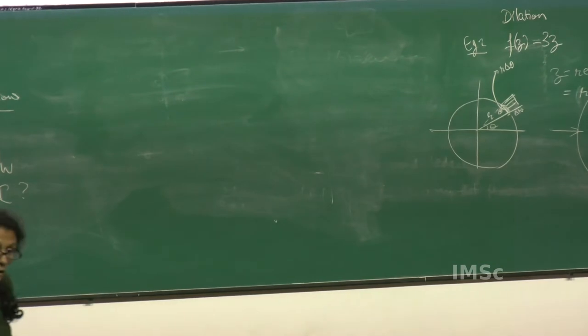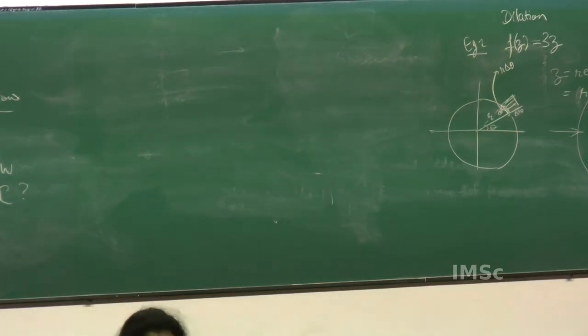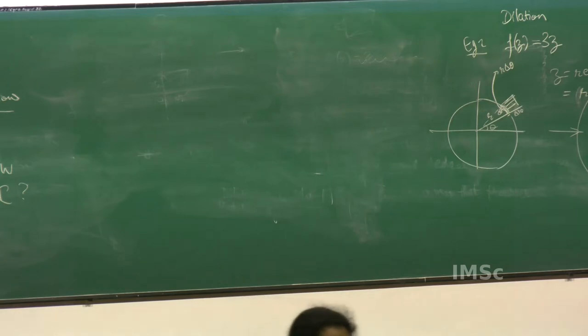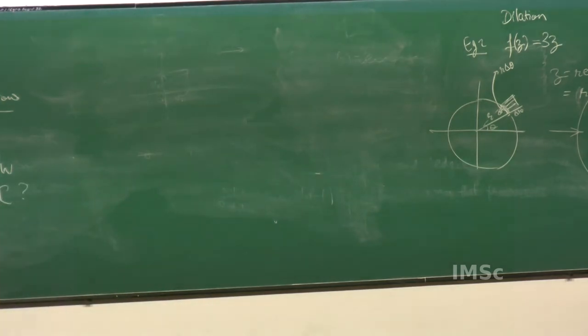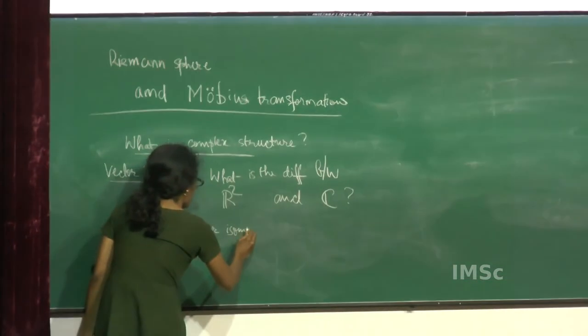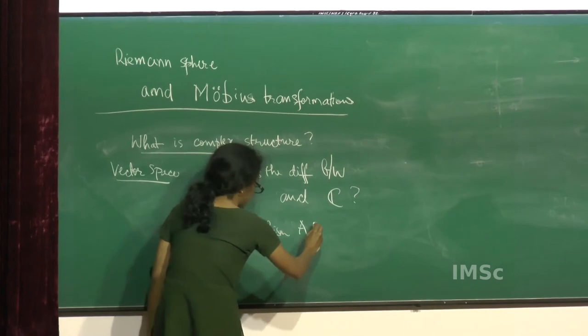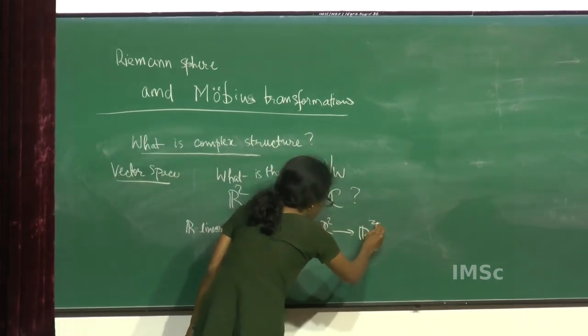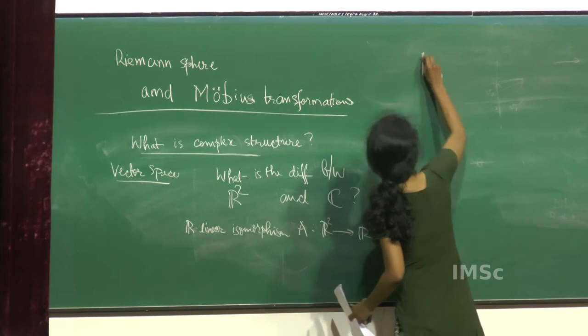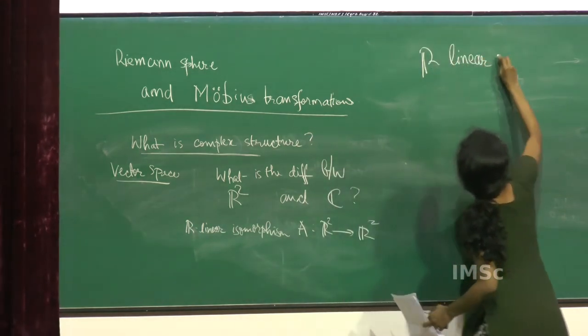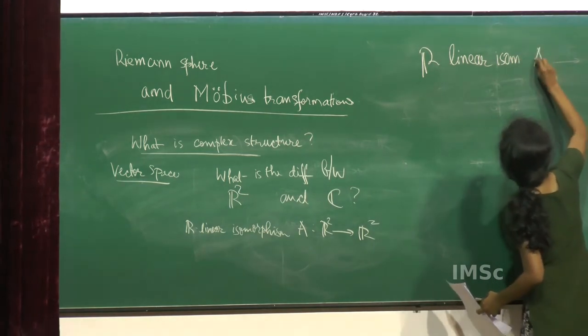Okay, so to understand what a space is, it's good to understand what its isomorphisms are, right? Like we wanted to understand the structure on C. So we started by just writing down a few maps and saying these are the maps which preserve the structure and these are the maps which don't preserve structure. So we are going to do something similar here. We are going to ask what are the isomorphisms on R2. So isomorphisms on R2 means R linear isomorphisms. Let's denote it by A, which goes from R2 to R2. Let's look at R linear isomorphisms from R2 to R2.